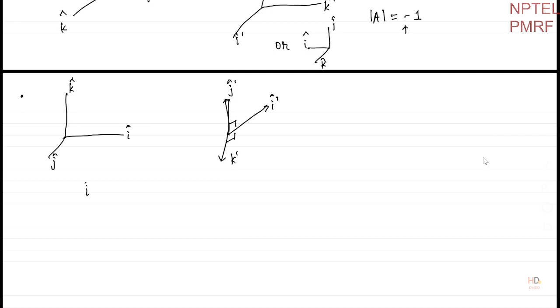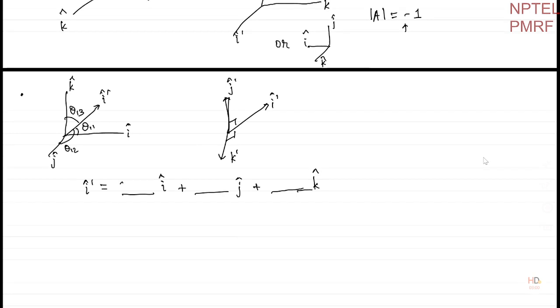So since i prime is also a vector, it is a linear combination of i, j, k, right? So there must be some numbers here, and what are those numbers? If I put i prime here, I can say this angle is some theta 1 1. The angle with j is theta 1 2, and with k, theta 1 3. Then i prime would be simply cos theta 1 1 i, because that's the component along the i axis, then cos theta 1 2 j and cos theta 1 3 k, right?